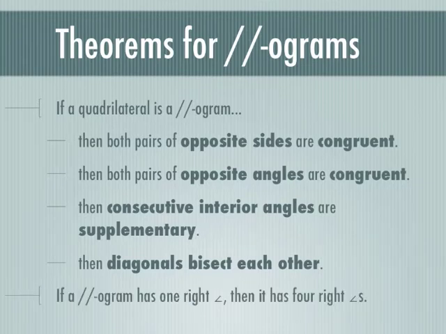One last statement. If you have a parallelogram with one right angle, then it has 4 right angles. And that should make sense since opposite angles are congruent. If you have a right angle in one corner, it must be a right angle in the other corner. And since consecutive interior angles are supplementary, we've got right angles all over.